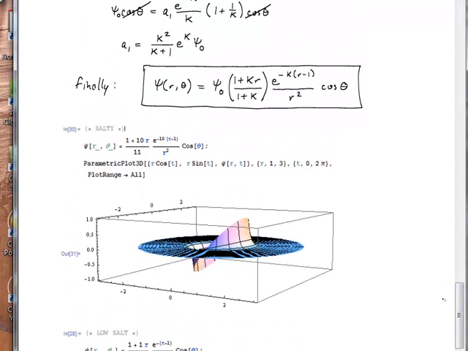So if we go through and ask what this normalization coefficient a1 has to be, it is given by this expression, and so our final expression for psi is that psi naught parameter times this function of r, multiplied by cosine of theta.